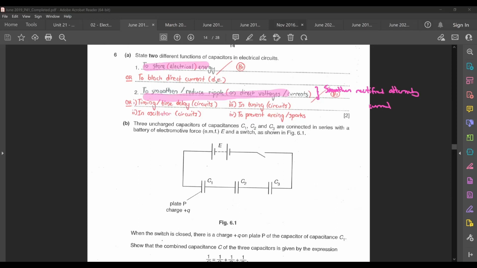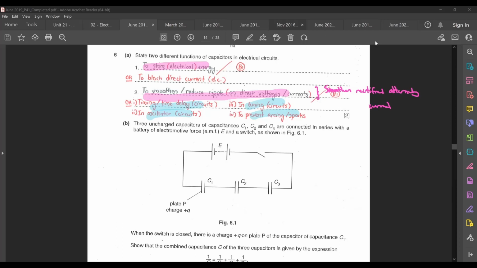So there are also other answer choices here, but they are not really that suitable for you to use. Here, the marking scheme says your capacitor is used for timing delay circuits, in oscillator circuits, in tuning circuits, to prevent arcing or sparks. This one I won't use now, right? Because if you just write this, you don't even understand why it is like that. So don't use this answer. You just use the first two. That one should be okay already because you will directly learn this in your syllabus.